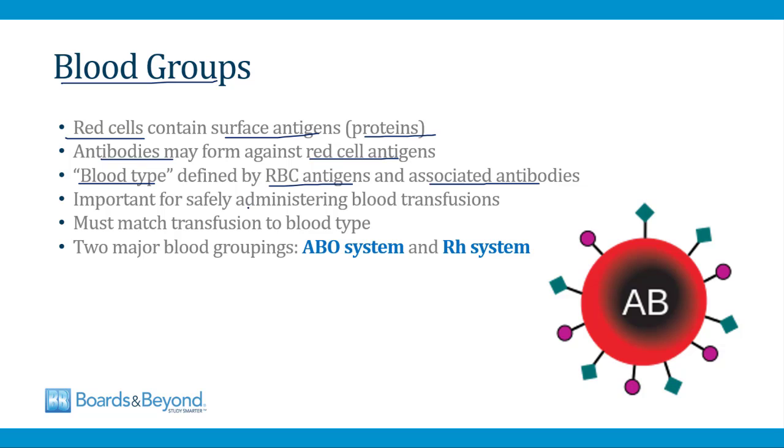But knowing the blood type of a patient is very important for safely administering blood transfusions and transfusions of other blood products. You have to match the transfusion to the person's blood type. There are two major blood groupings that are important when talking about transfusions. The first is the ABO system, and the second is the RH system.